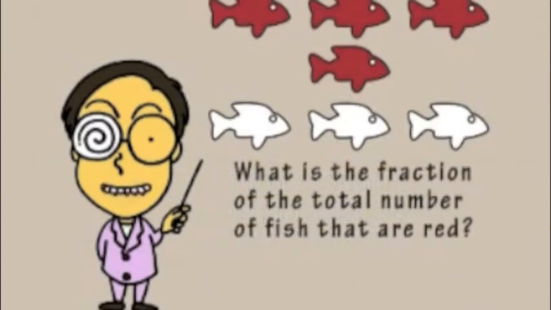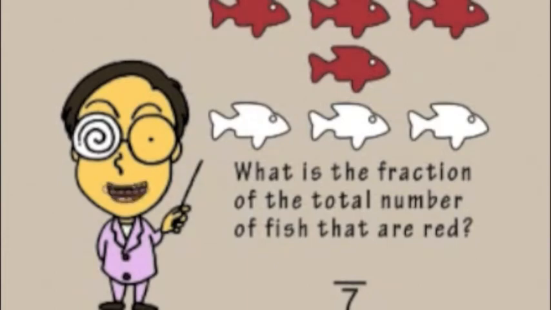What is the fraction of the total number of fish that are red? Let's start by counting the total number of fish. 1, 2, 3, 4, 5, 6, 7. There are 7 fish in total. That number goes on the bottom line of the fraction.